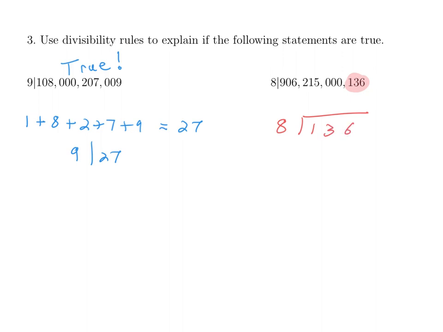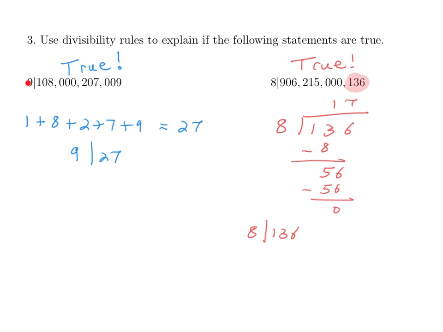All right, so 8 goes into 13 once, 8 times 1 is 8, subtract that, you get 5. And if you bring down the 6, 8 goes into 56 7 times. This leaves us with a remainder of 0. And what that means is 8 divides 136. As this is true, this is also a true statement.